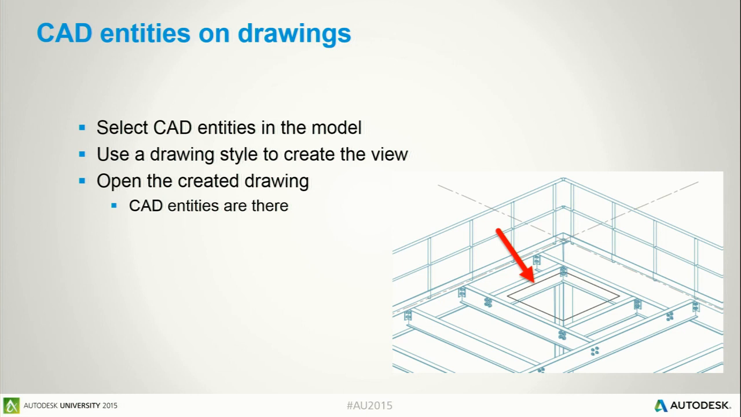Sometimes you create some CAD entities in your 3D model, for example, a rectangle or a circle, and sometimes you have the surprise that they do not appear on your drawing. And to get them to appear on your drawing, it's easy. You just need to select them before. And if you select them before creating the view, they will appear on your drawing. Okay? Let me show you quickly how it works.